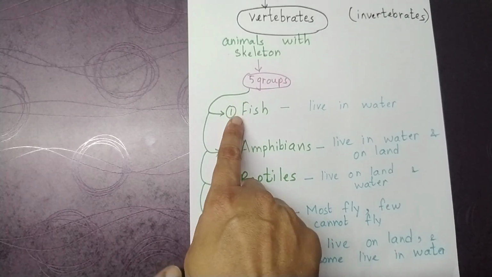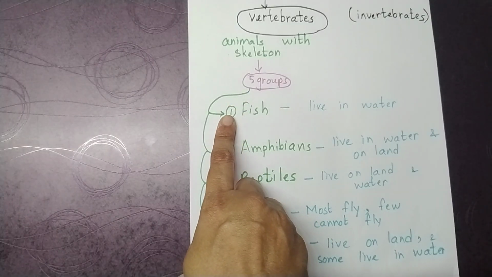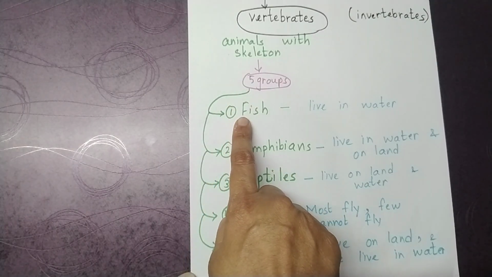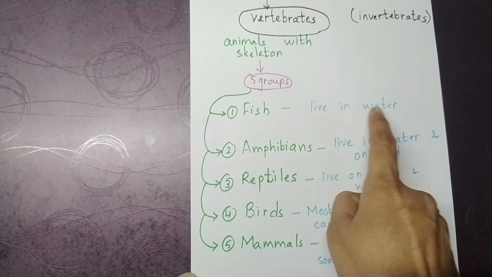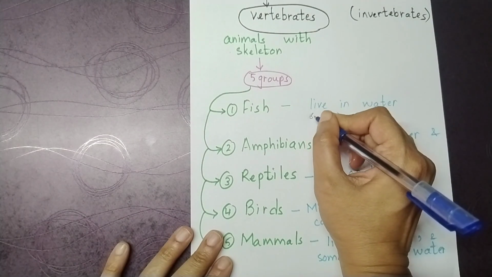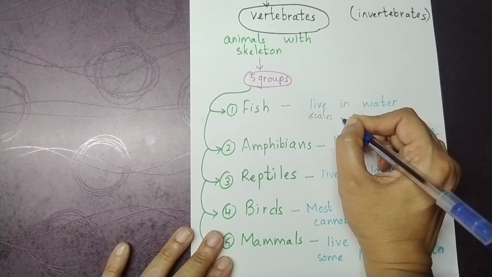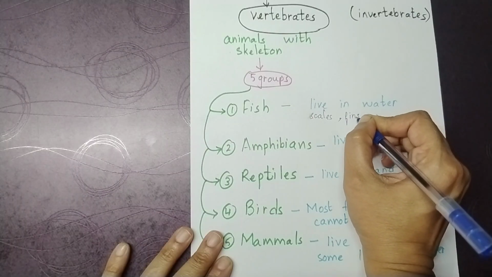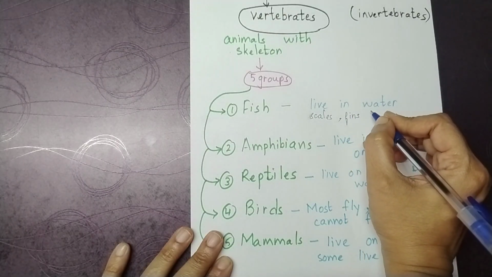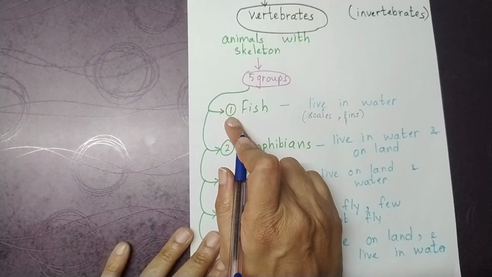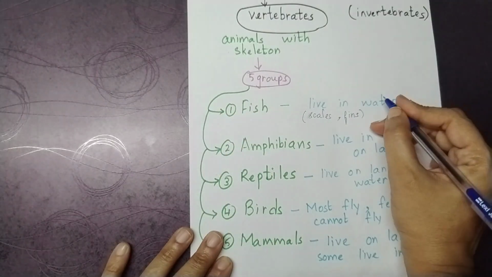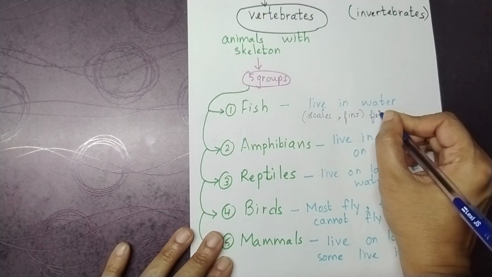The first group is fish. Fish are vertebrates, and where do they live? They live in water. Bodies covered with scales, right? And they have fins instead of arms and legs. An example of this category, fish, is a simple fish.